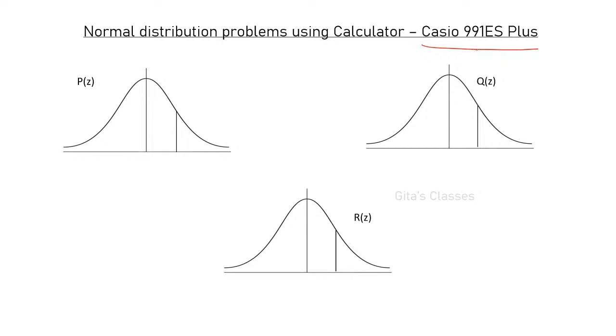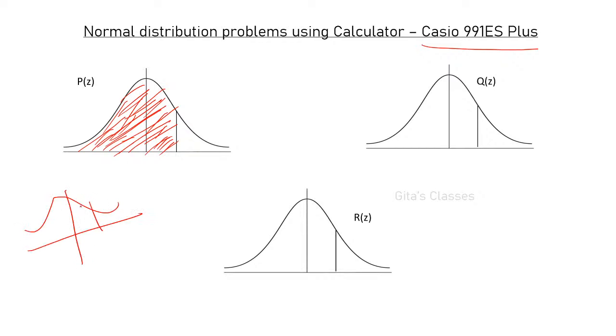Now, on the 991 ES Plus, P of Z is this area. Now you forget about the table. If you want to make use of the calculator, then these are the areas. In the table I told you this is the area: Z equal to 0 to some Z value. Now we are going to use the calculator, so you have to remember these areas.